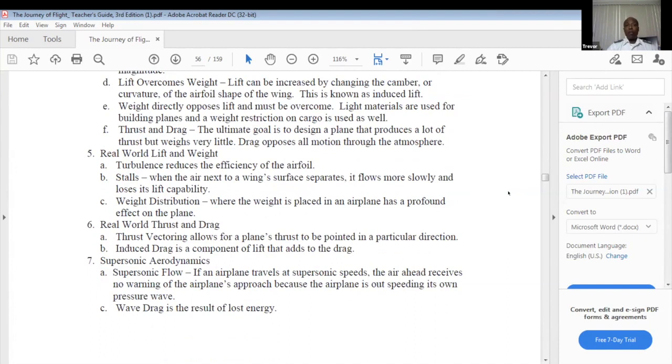You always want more thrust. Fighter jets have an extraordinary amount of thrust as they move through the air. And that's for a particular reason: to move fast, get out of enemy territory, and have more speed for maneuverability.